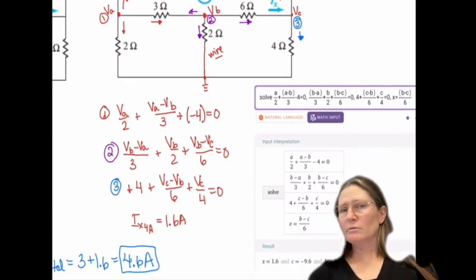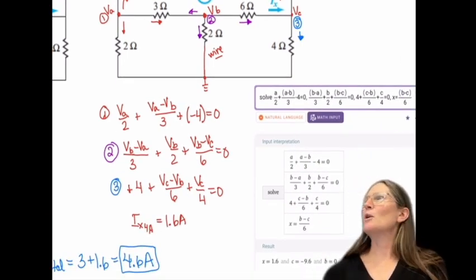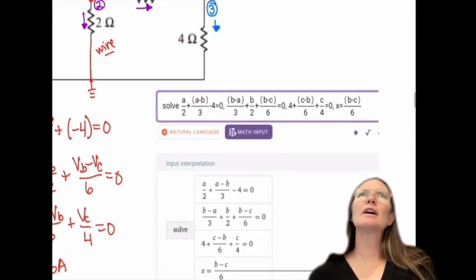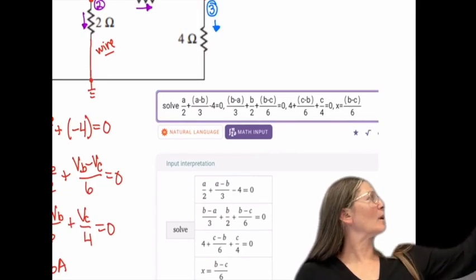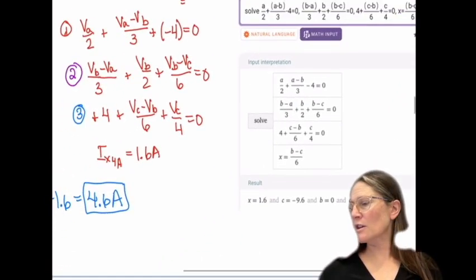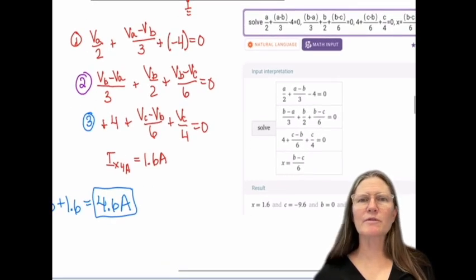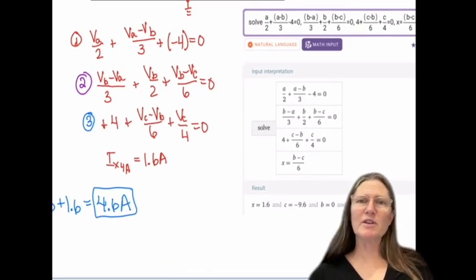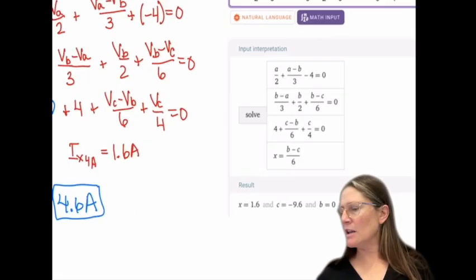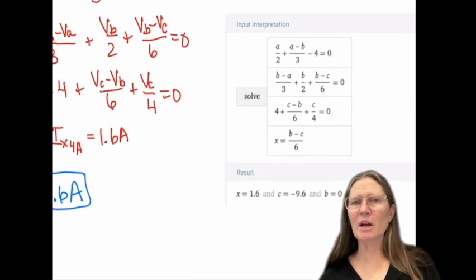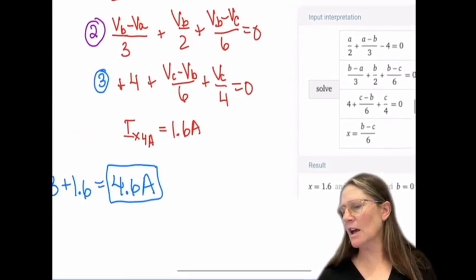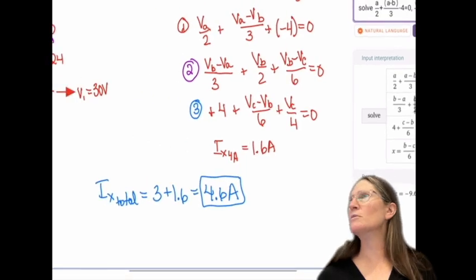So I don't want to do those by hand, so I went to Wolfram Alpha, and your calculators would also do this. And so I set up the equations, I checked that they were the same. I used A for VA, B for VB, and C for VC. And then I did that IX, and I called it X, was equal to VB minus VC over 6, and that gave me the 1.6 amps.